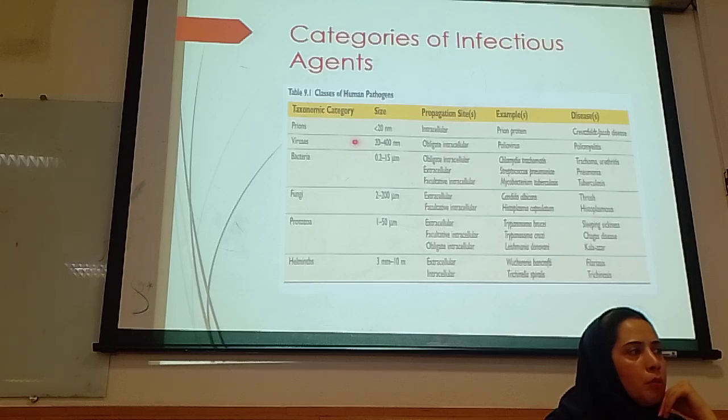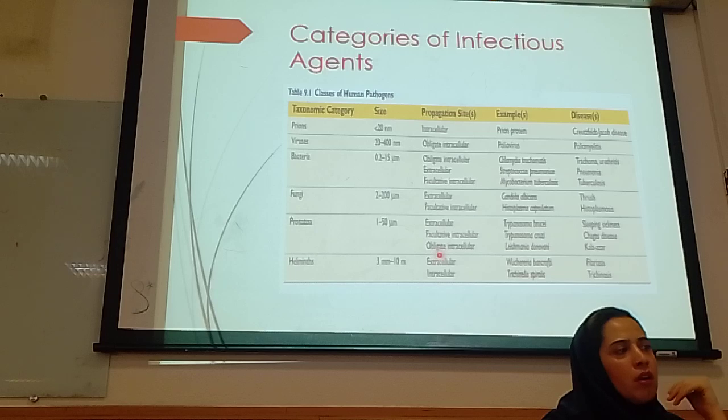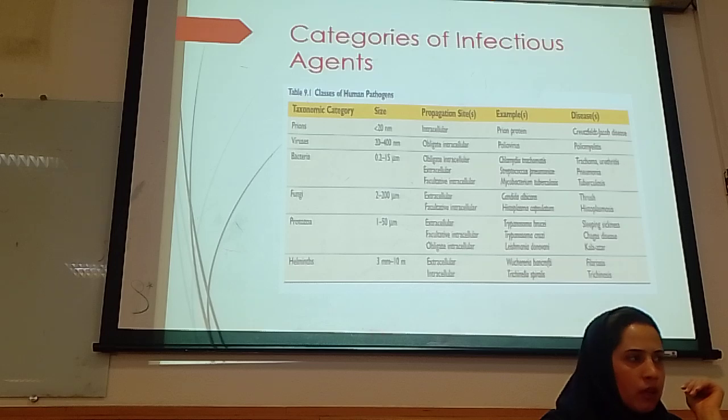As you see here, viruses are intracellular. Bacteria can be obligate intracellular, facultative intracellular, or extracellular. But fungi are extracellular or facultative intracellular. Leishmania are sometimes facultative intracellular or extracellular, and helminths are also extracellular or intracellular. For example, Trichinella is intracellular.